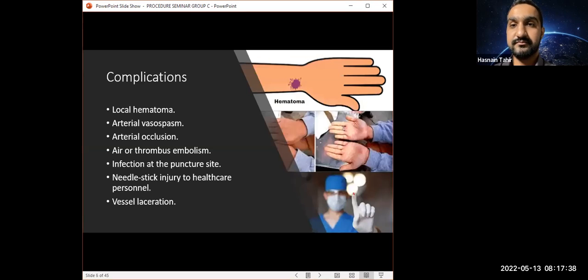What can be the complications of this procedure? It includes, as in any other puncture, local hematoma, arterial vasospasm, arterial occlusion, this is for ABG, air or thrombus embolism, infection at the puncture site, needle stick injury to healthcare personnel, and vessel laceration.